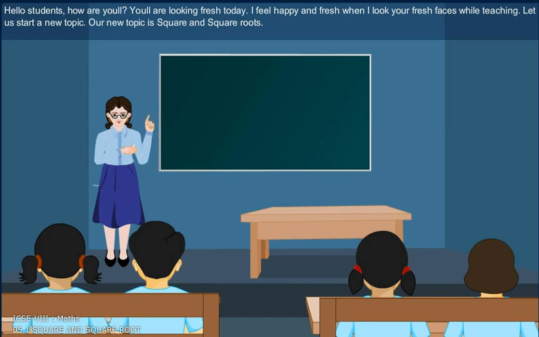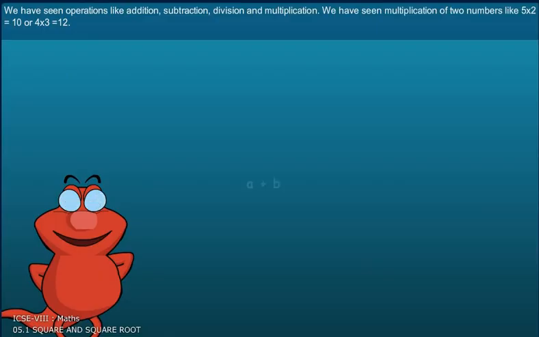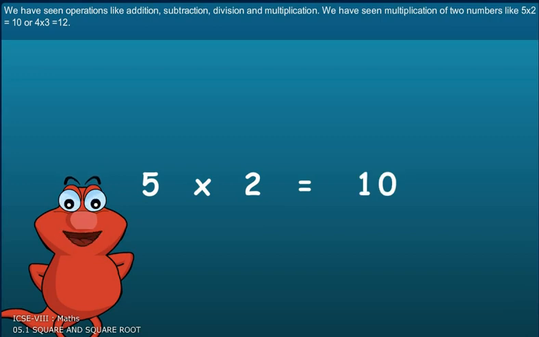Let us start a new topic. Our new topic for today is square and square roots. We have seen operations like addition, subtraction, division and multiplication. We have seen multiplication of two numbers like 5 multiplied by 2 is equal to 10 or 4 multiplied by 3 is equal to 12.